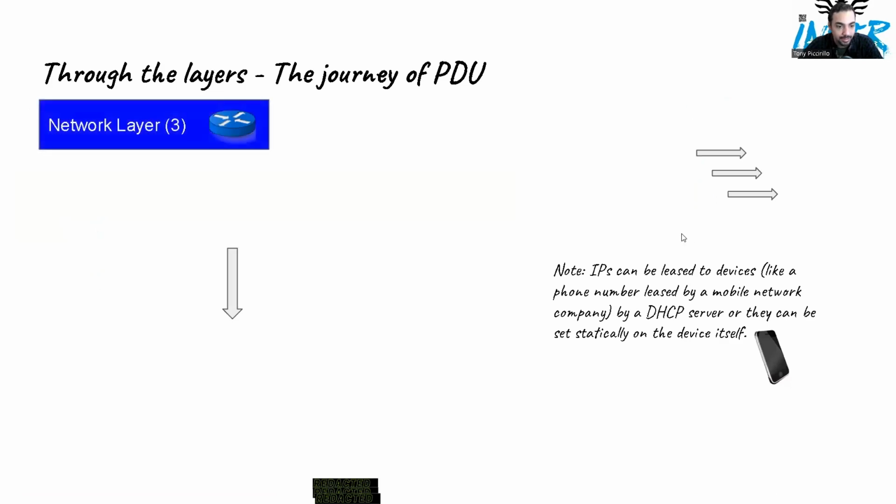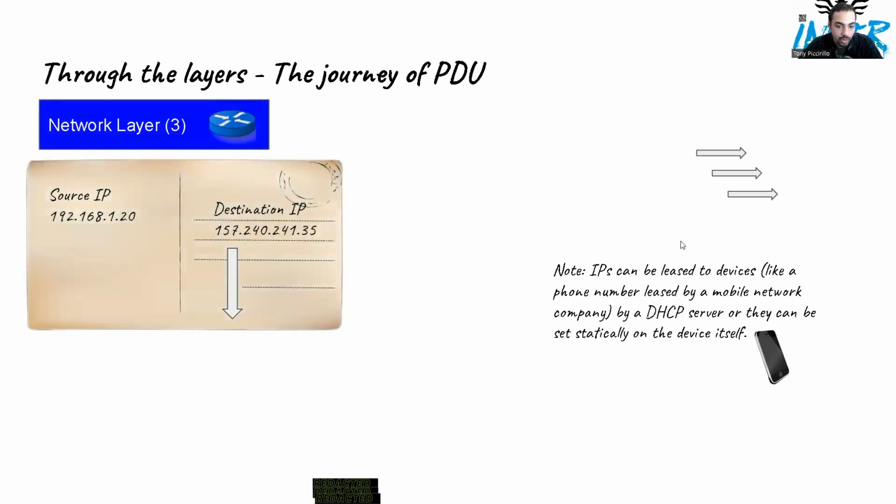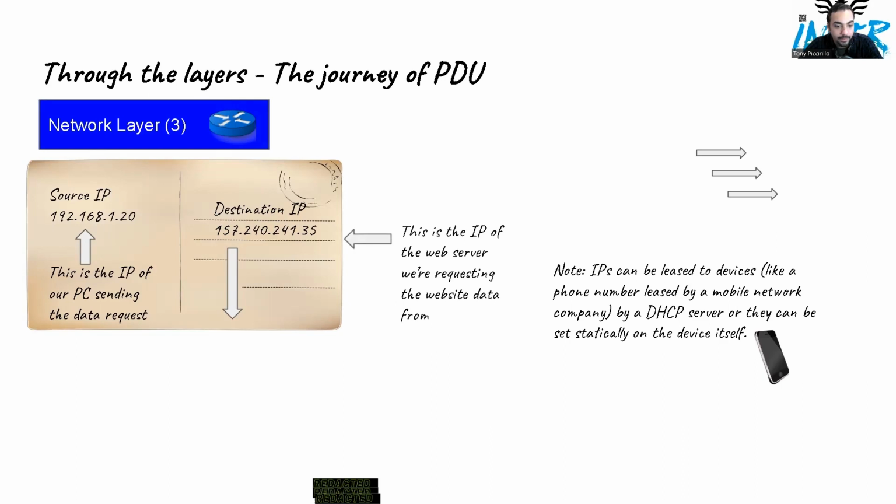Welcome to the network layer. Here we're going to focus on the IP, or Internet Protocol, information that will be added to the PDU. This source IP here is the IP of our laptop that is sending the PDU out. The destination IP is the IP of the web server we're sending our website data request PDU.